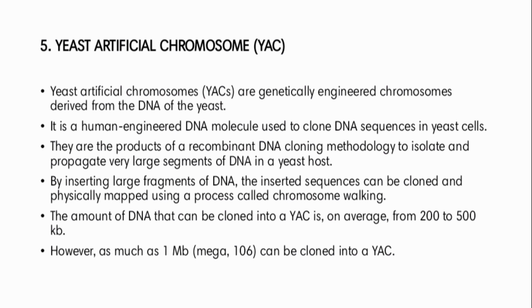and they are the products of a recombinant DNA cloning methodology to isolate and propagate very large segments of DNA in a yeast host. By inserting large fragments of DNA, the inserted sequences can be cloned and physically mapped using a process called chromosome walking. So the amount of DNA that can be cloned into a yeast artificial chromosome is on average from 200 to 500 kilobases, and however as much as 1 megabase can be cloned into a yeast artificial chromosome.